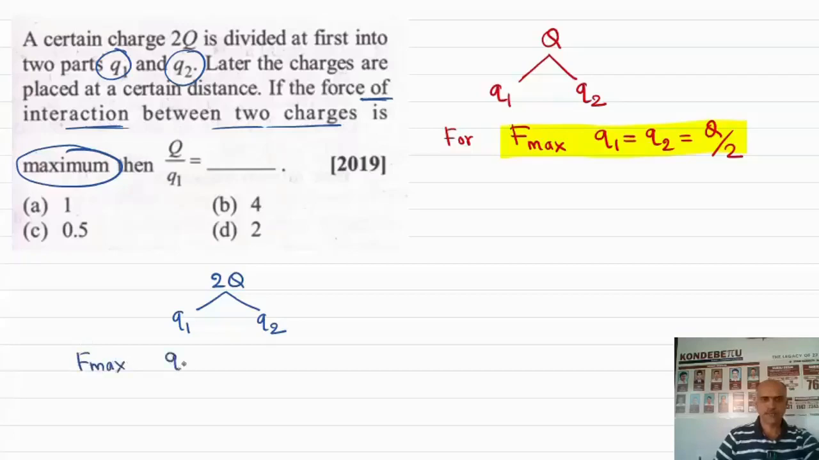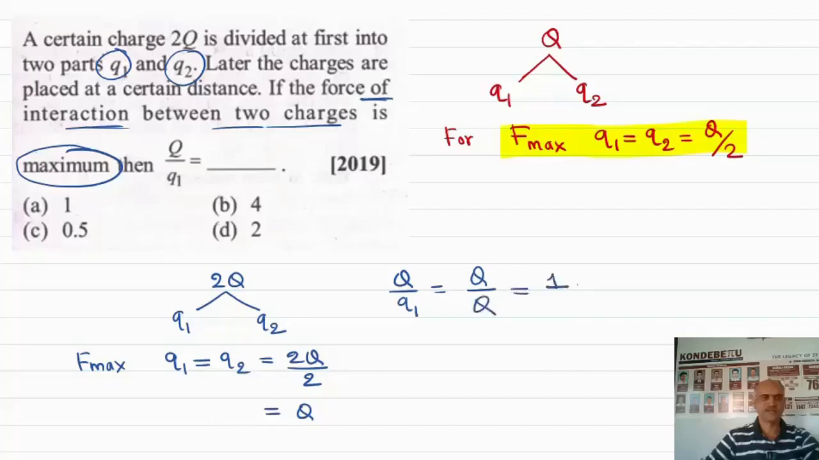So for maximum force, q1 is equal to q2, and that is half of the mean, which means that is equal to q. Now he has asked q by q1. So q1 is also equal to q. Both get cancelled, you will have answer 1. Option A is the answer.